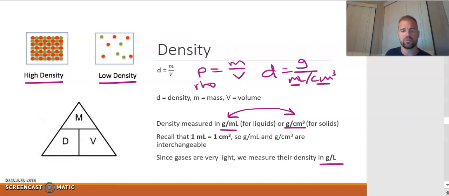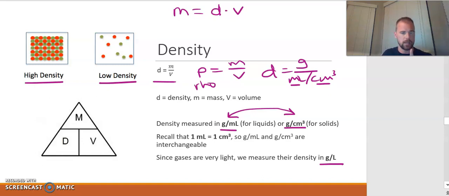Now, what if I asked you to rewrite this density equation to be equal to mass? How would you rearrange this equation to solve for mass instead of density? Well, you would calculate mass by taking density times volume. Now, how did I get that? Well, if your algebra skills are where they need to be, hopefully you could see how I would have rearranged this equation to solve for mass.